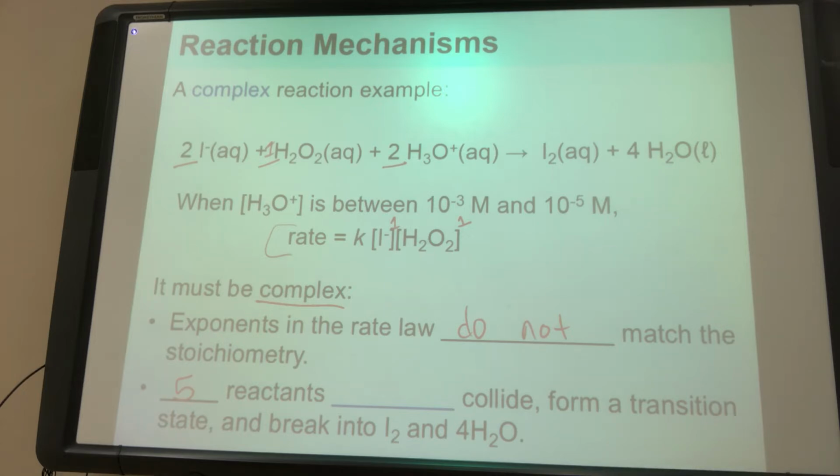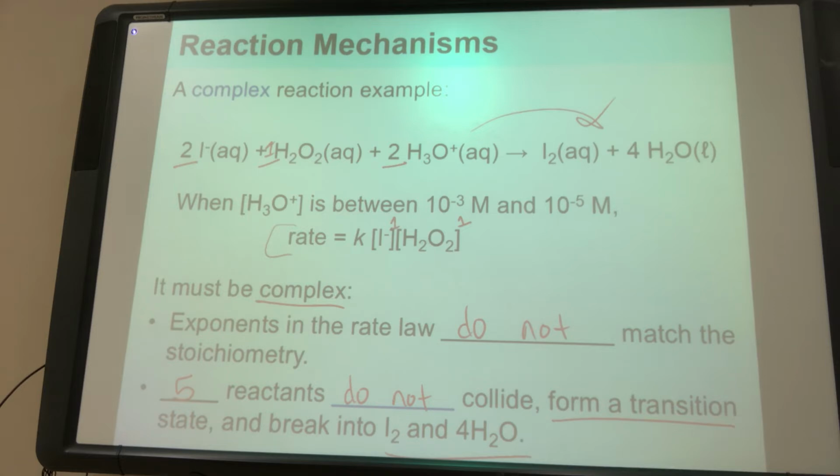So what this looks like here is saying all 5 of these are going to react and hit each other to make that. That's not going to happen. 5 reactants do not collide together to form this massive transition state and then break apart. So you'd have to think about 5 bumper cars hitting each other, all at the right amount of energy, all at the right orientation to make this massive, big, globbed up transition state, and then they're going to break apart into I2 and 4 H2Os. It's not really going to happen, okay?